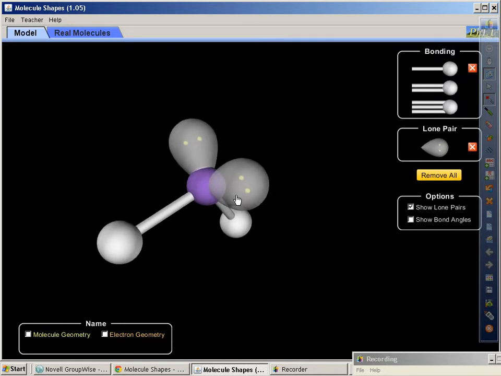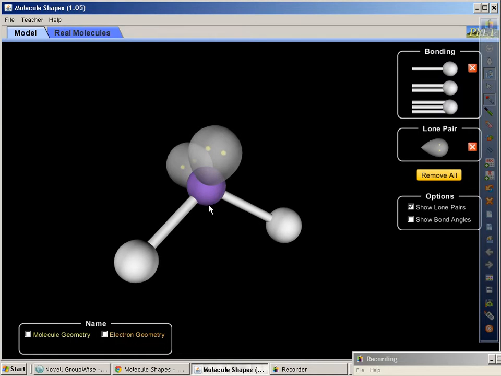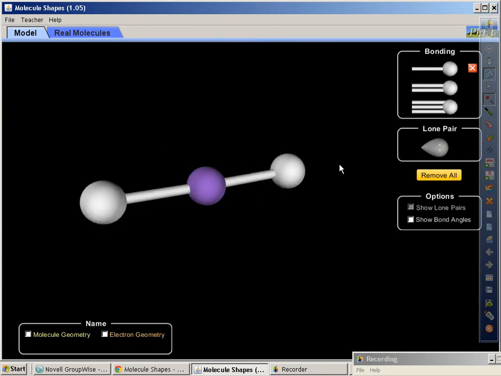I can have 2 unshared pairs, and you see I still have a bent molecule. It's bent to a different degree, but it's still called a bent molecule. So anytime I have 3 atoms, I have to determine, are there unshared pairs? If there are, it's bent. If there's not, it's linear.